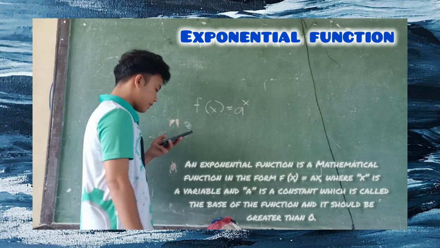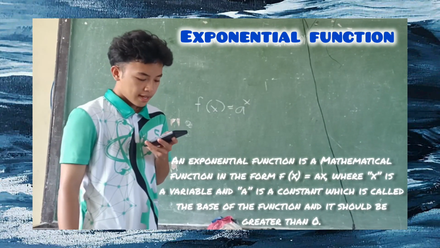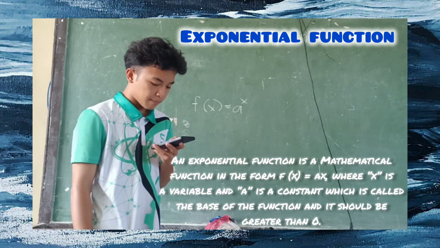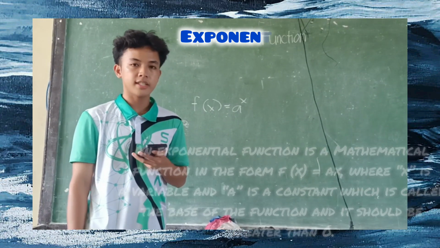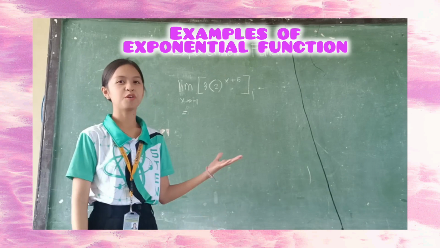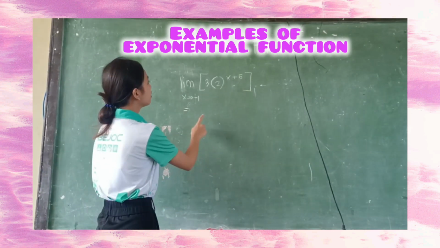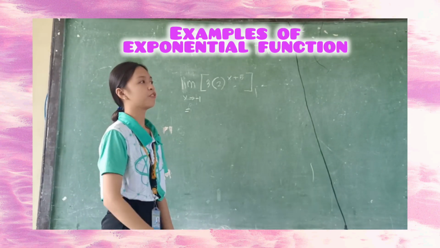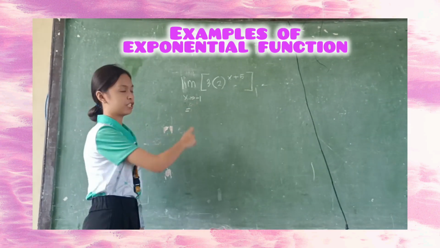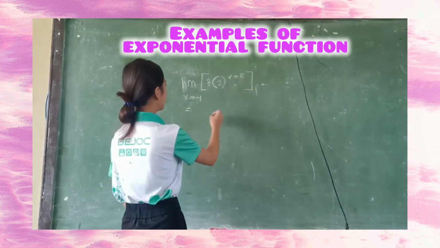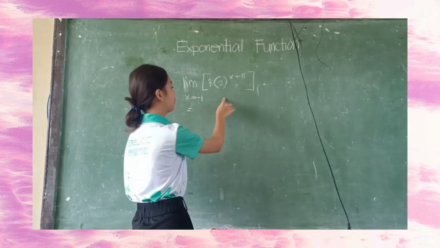Where x is a variable and a is a constant, which is the base of the function, and it should be greater than 0. Here is an example of an exponential function. Here we have the limit of 3 times 2 raised to the power of x plus 5 as x approaches 5.